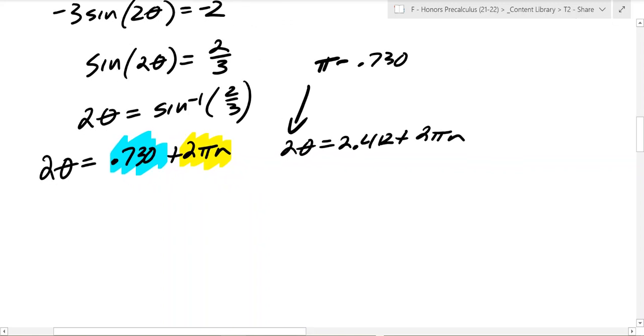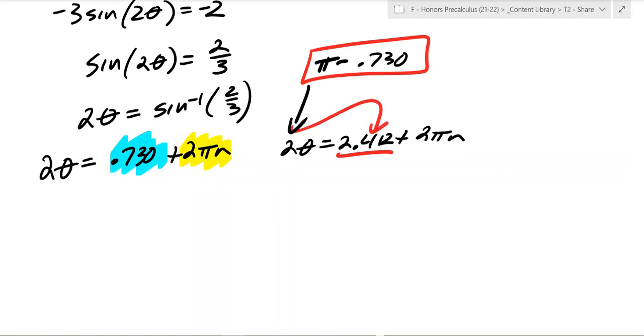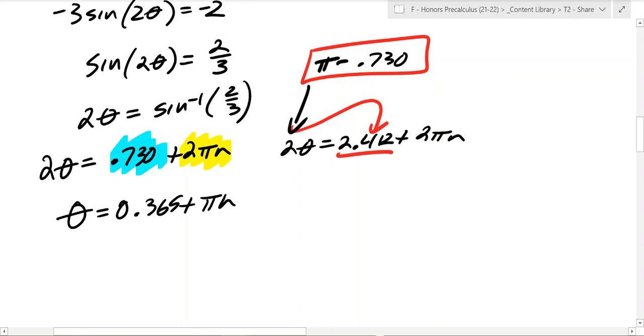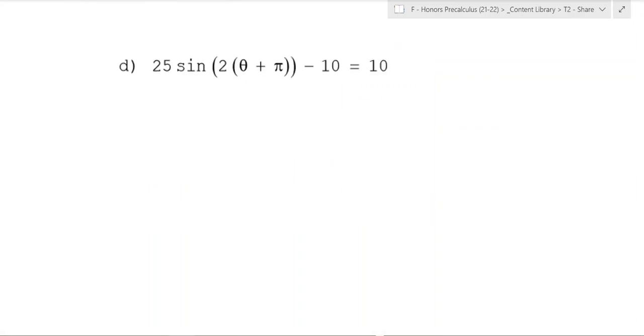So when you're doing sine inverse, you end up having to do pi minus the first one to get this answer right there. So now you divide by 2 and you get theta is equal to 0.365 plus pi n, and you get theta is equal to 1.206 plus pi n. This just takes practice. We'll do this a lot. So let's try D here.